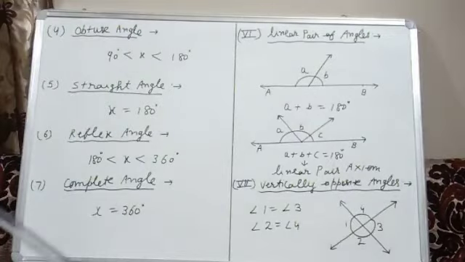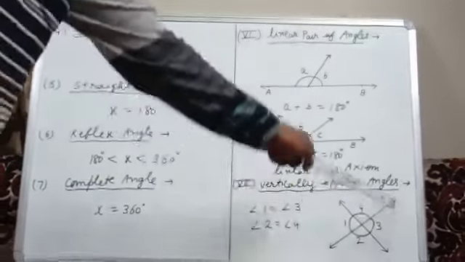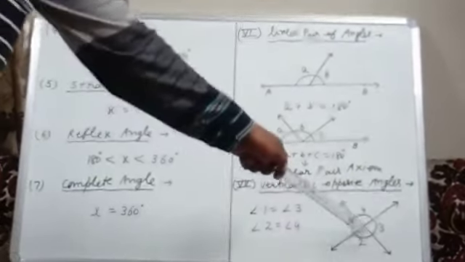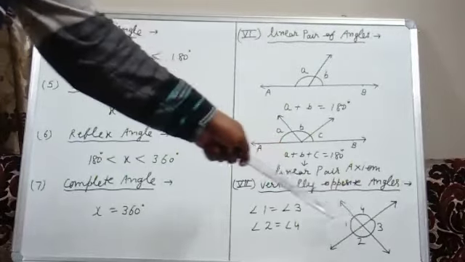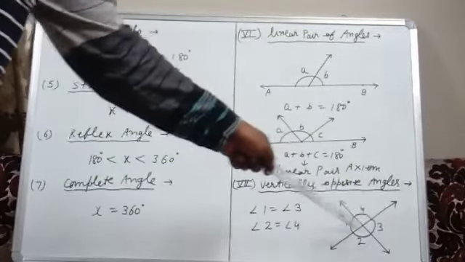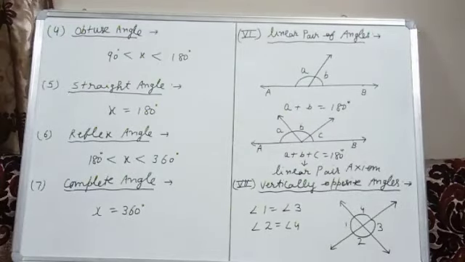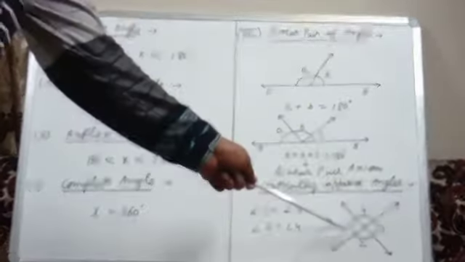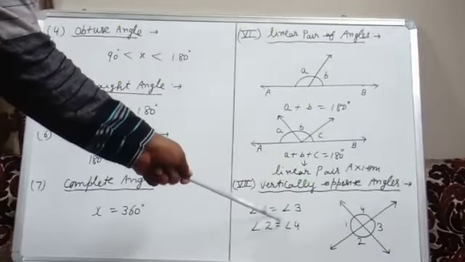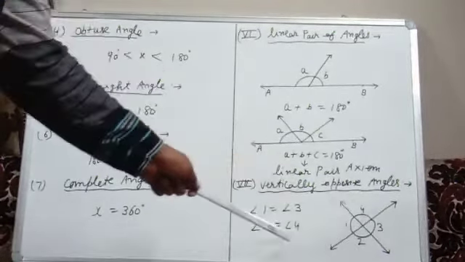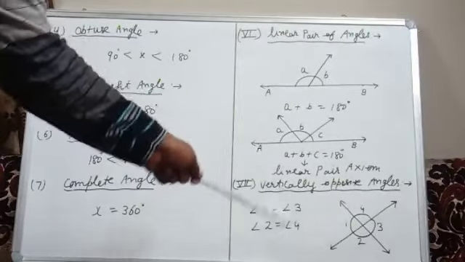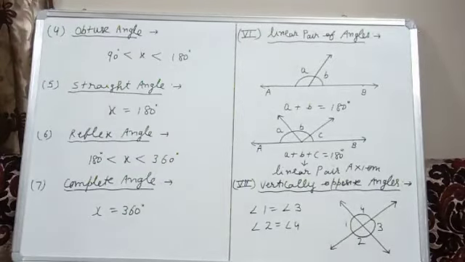Then vertically opposite angles. Suppose we are having these 2 lines. These 2 lines are intersecting at one point here. Then these opposite angles 1 and 3, 2 and 4, these are called vertically opposite angles, and they will be equal. Means angle 1 will be equal to angle 3, here you can see. Angle 2 will be equal to angle 4, here you can see. So these are called the vertically opposite angles.